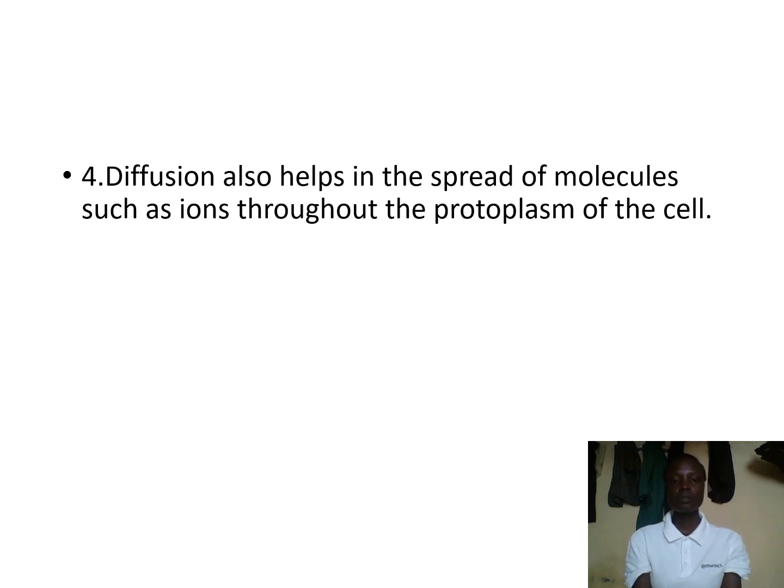Another important role of diffusion in living organisms is that it helps in the spread of molecules such as ions through the protoplasm of the cells. In our cells, we have ions which diffuse from the bloodstream into our bodies. This occurs through the process of diffusion.